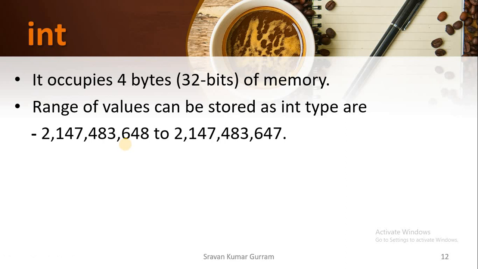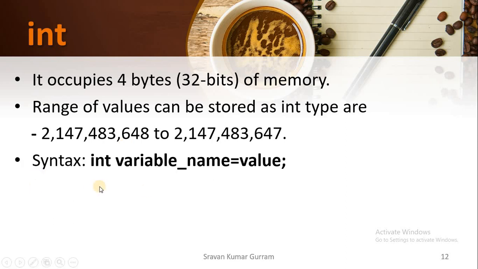When it is required, then only you can declare a variable as int type. Otherwise, the memory will be wasted. Syntax to declare an int type variable is the keyword int. We should not write the complete word integer. The keyword int we must use while declaring the variable of int type.